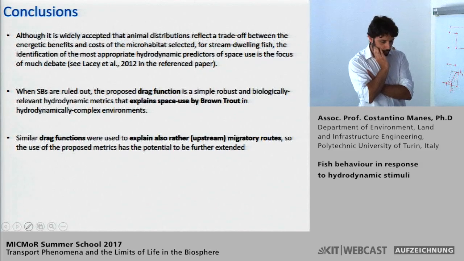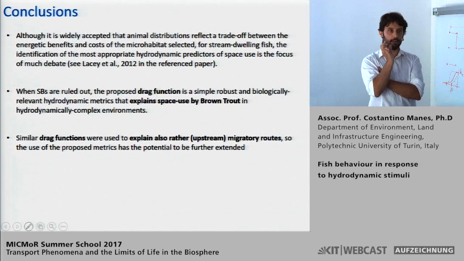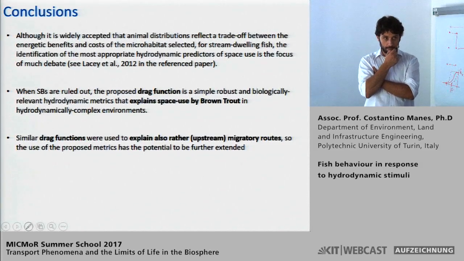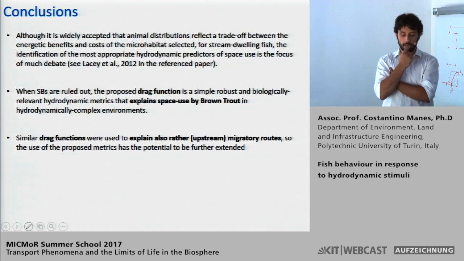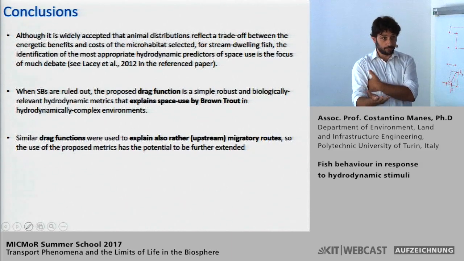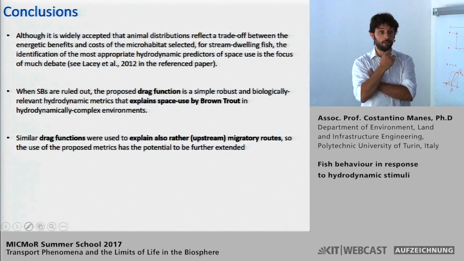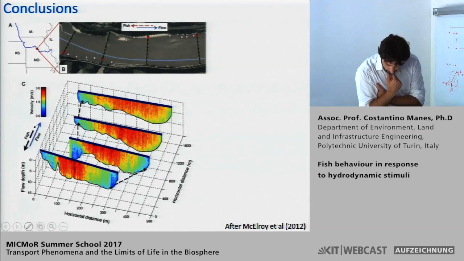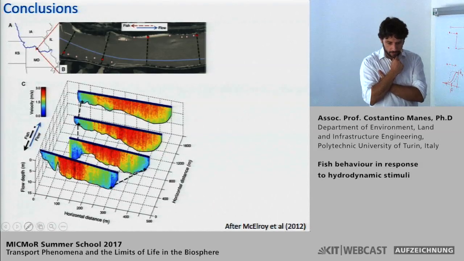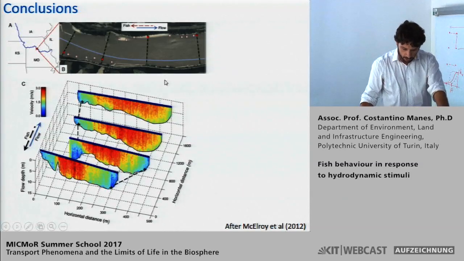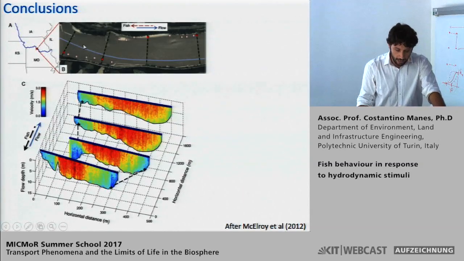And the other comment I would like to make is that a similar drag function was used to explain not only space use but also migratory routes. So the use of these metrics can be extended to explain also the preferred routes by fish while migrating. An example is the work by McElroy et al. of 2012, where they monitored, I think, the migration of sturgeon upstream.